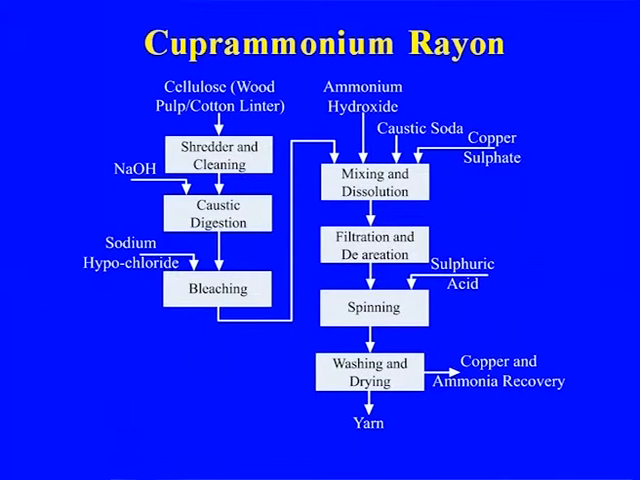So this is the method which we are using. If you see here, also the shredding and the cleaning, caustic digestion, and sodium hypochlorite for bleaching that we are adding. In this case, the wood pulp or the cotton linter is going in. After the shredding, because more effective reactions may be there, the caustic digestion is done, then mixing and dissolution, filtration, spinning, washing and dyeing. So this is the process that we are using in case of the cuprammonium.